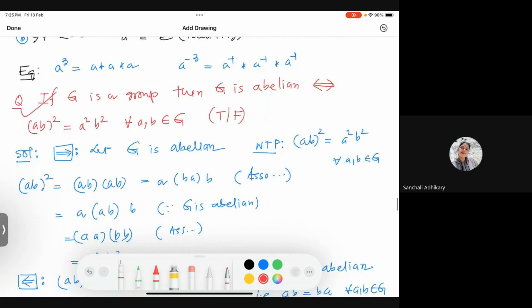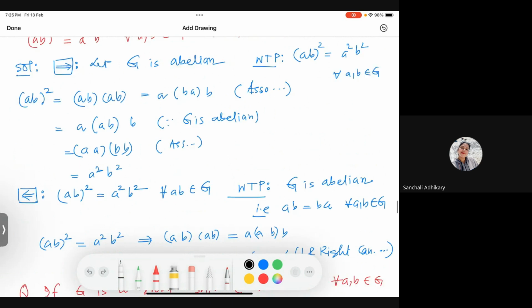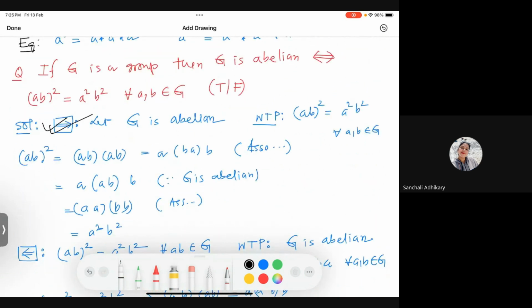Now this is a property of an abelian group: (AB) square means A square into B square. This proof is also very easy. Since G is abelian, I want to prove (AB) square is equal to A square into B square. Here I am saying into, but you need to understand what it means: A star A star B star B. I will not say it every time.